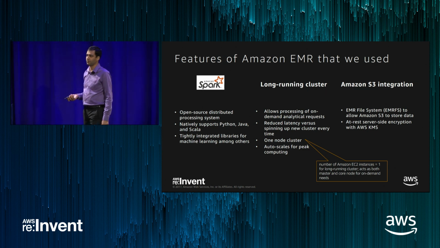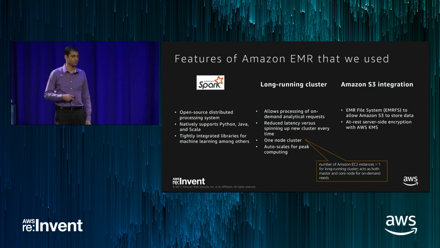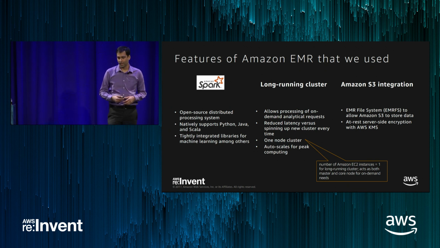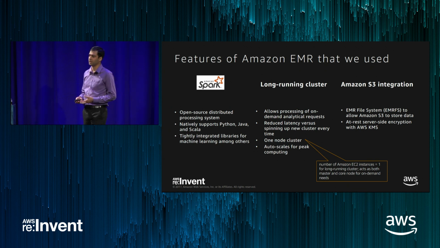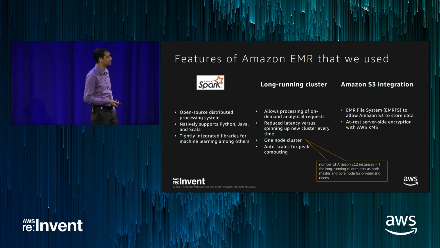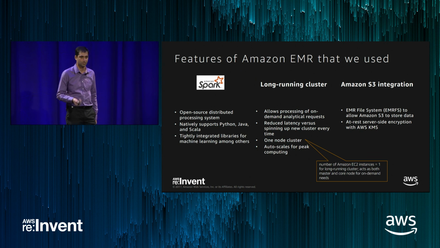Another feature that we were able to leverage was EMR-FS, which is an implementation of HDFS. It allows the cluster to use Amazon S3 to read and write the data. And then it helps us also decouple storage and computing resources. It also allows at-rest server-side encryption to meet some of our security needs also.